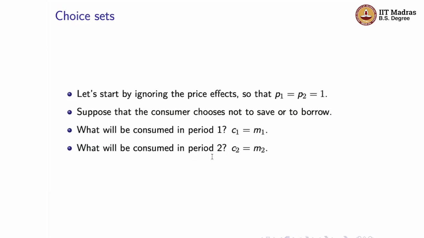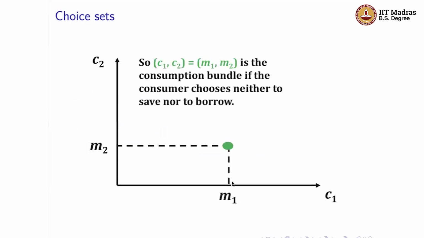Similarly, how much are you going to consume in the second period? Well, you have not saved nor have you borrowed. So you have got the whole of second period income to use for consumption in period two. Again, P2 equals 1. So the amount of consumption in the second period is given by M2, right? So these are the two basic points that are always going to be available. So we can mark this point in this figure.